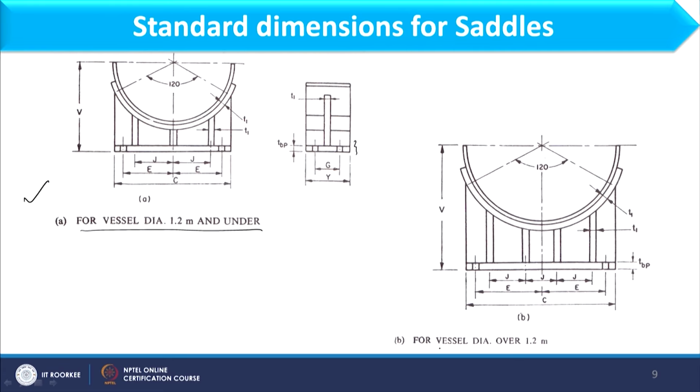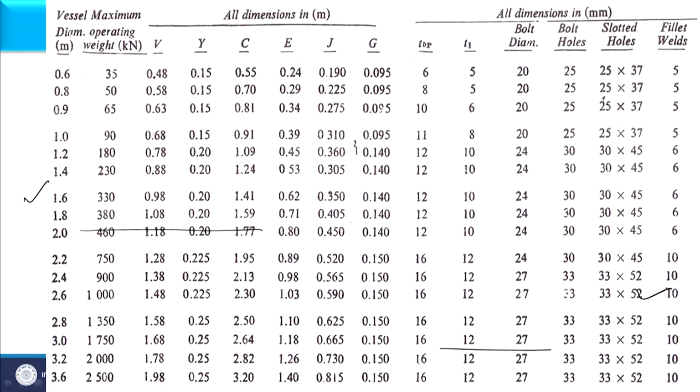In a similar way, when the vessel diameter exceeds 1.2 meter, all these parameters shown in this image are summarized over here. Here we have the vessel diameter and then the maximum operating weight, V, Y, C, all these dimensions which are available in the previous images are summarized in this table, and similarly other parameters also. So, these are the standard dimensions used for design of the saddle.